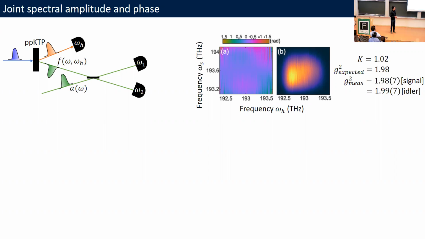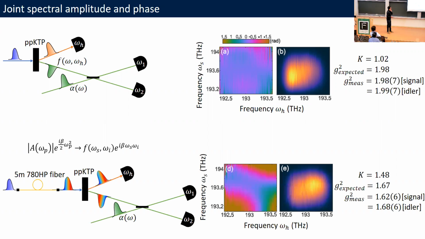Okay, and so we can quantify the degree of correlation by doing something called a singular value decomposition, which gives us this Schmidt number of 1. Okay, so for the experts in the room, confirm this agrees with an autocorrelation function of the downconverted modes.